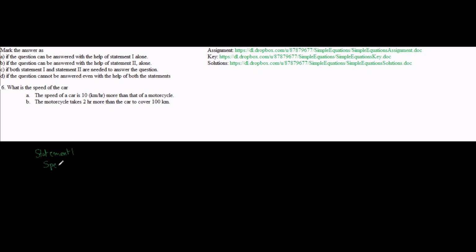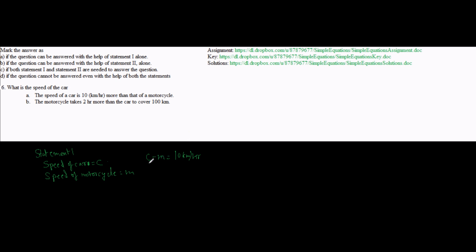Let me assume speed of car equal to c, because c for car, and speed of motorcycle equal to m. Now they have said that c is 10 kilometer per hour more than m. So I can write c minus m is 10 kilometer per hour, right? This is from statement 1.